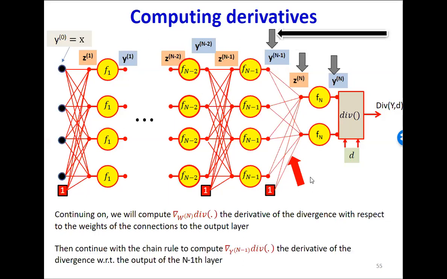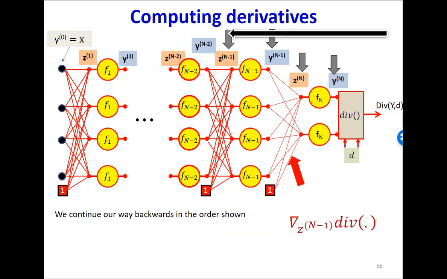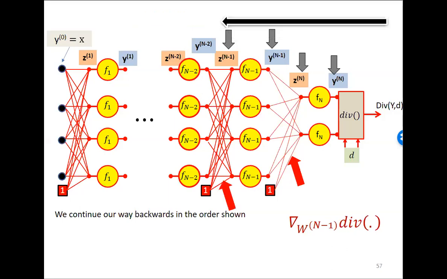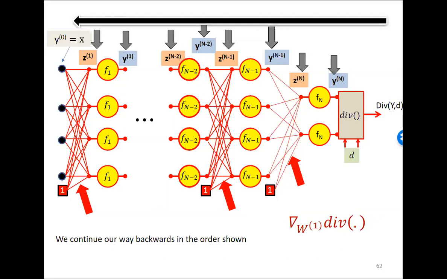And then you can take a step back and compute the derivatives with respect to the outputs of the penultimate layer neurons. Take another step back and then compute the derivative with respect to the affine inputs to the penultimate layer neurons. And then another step back, the derivatives with respect to the weights, and keep going backwards in this manner till you eventually compute the derivatives with respect to the weights of the first hidden layer.